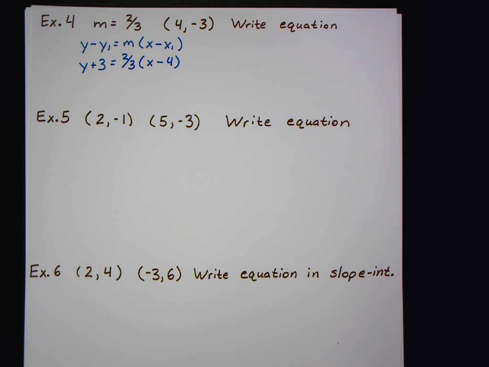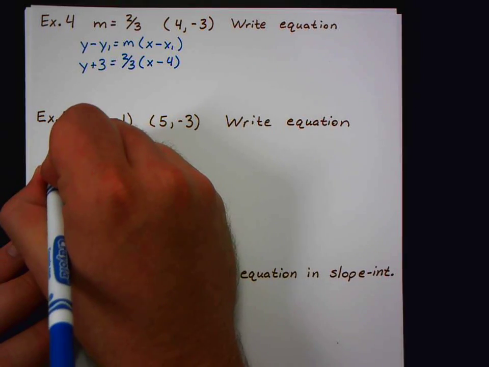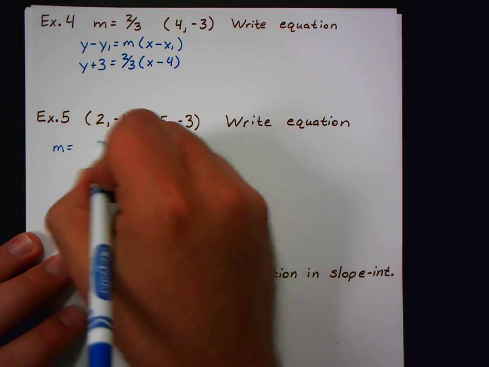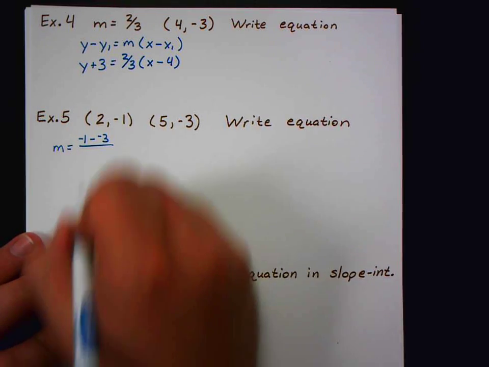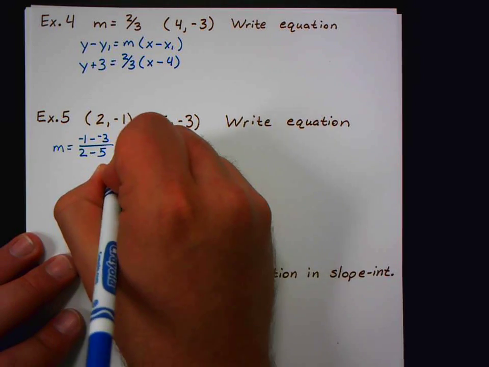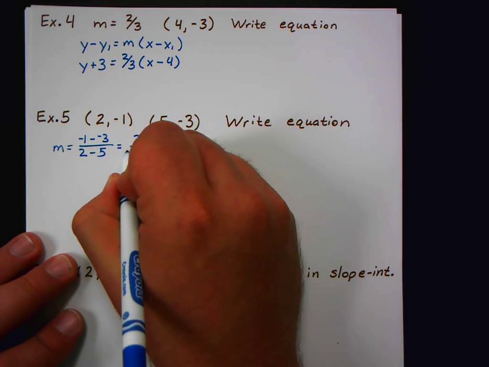So, right now I'm trying to deprogram you. If you've had one of those teachers that has made you solve for y every single time you've done one of these, you do not have to. So, same thing on the next one. Write an equation. Now, this time I'm not given slope, so my first step is to find the slope. So, let's see, negative 1 minus negative 3 over 2 minus 5. So 2 over negative 3.